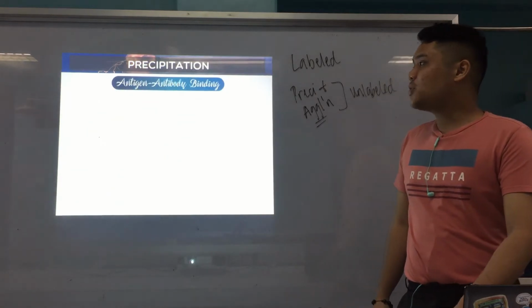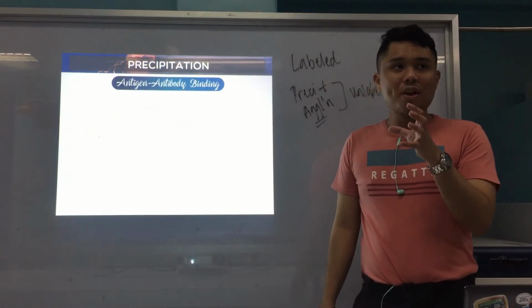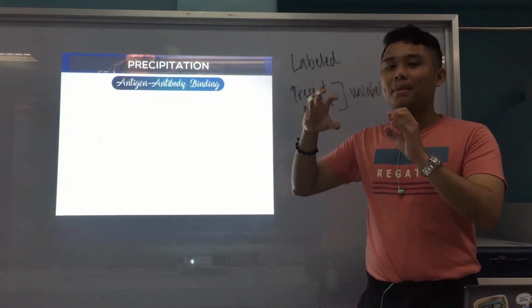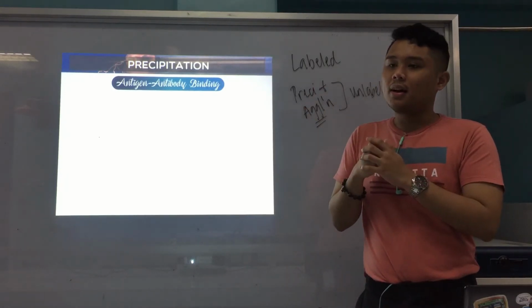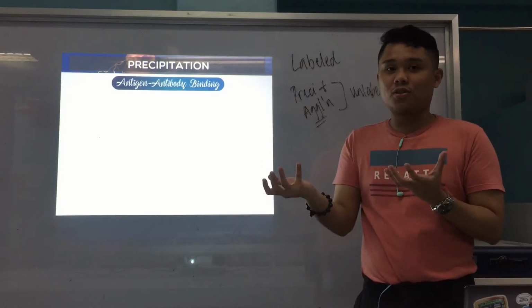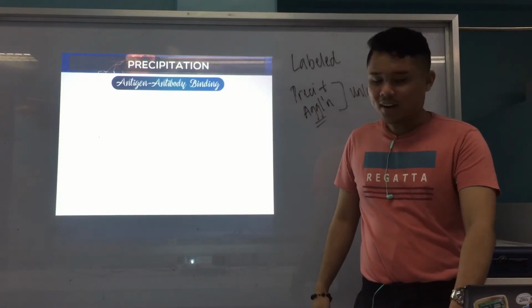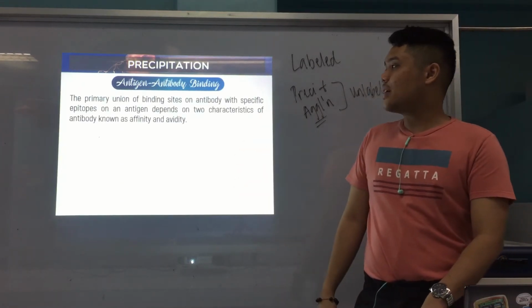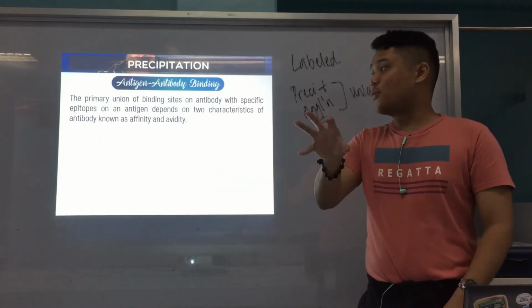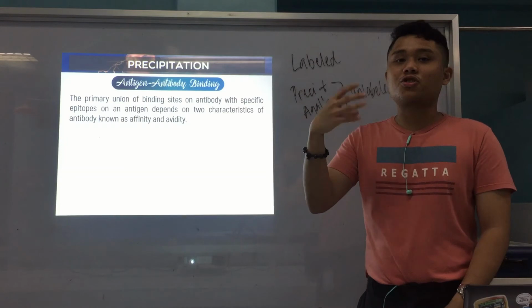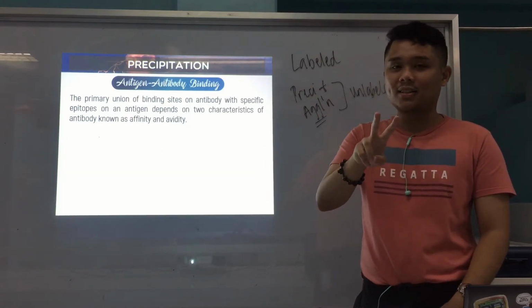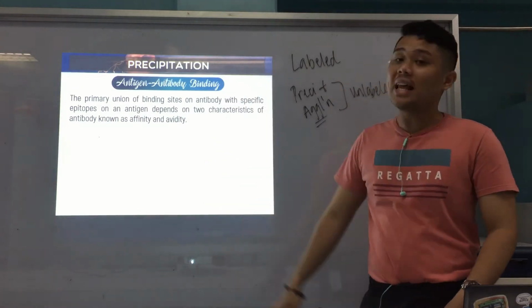Next, we now delve deeper into antigen-antibody binding. Again, this is the basic, in a way the central dogma, just kidding, the basis of your different reactions. It's between the antigen and antibody binding. The primary union of the binding sites of the antibody with the epitopes on the antigen depends on two characteristics of the antibody, known as affinity and avidity.